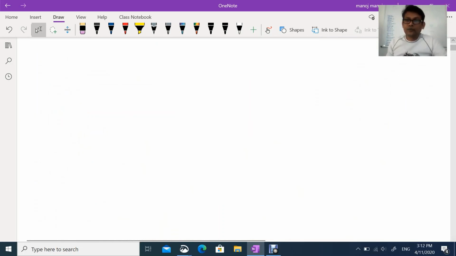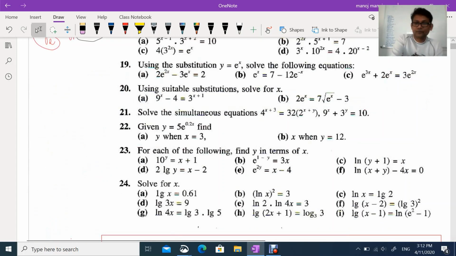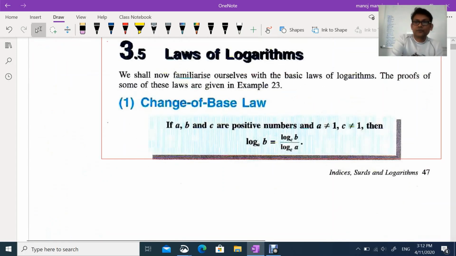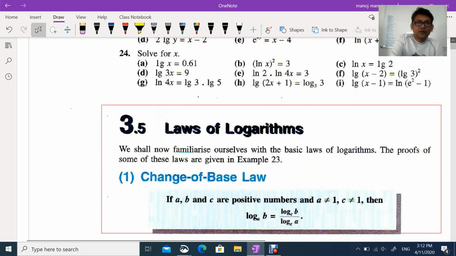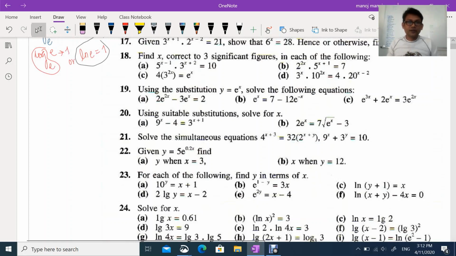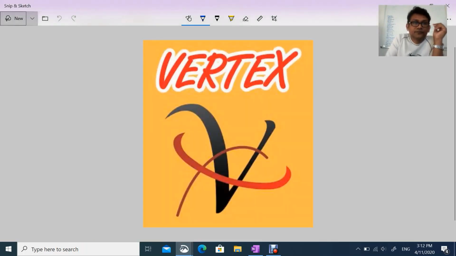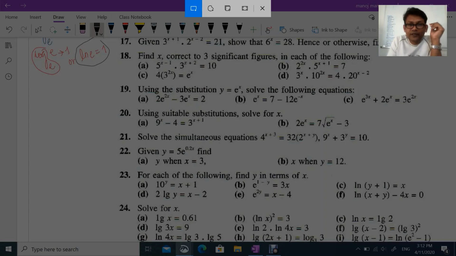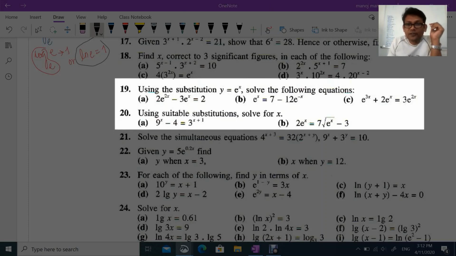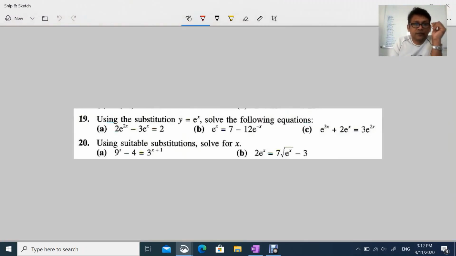Okay, now moving to question number 19, 20, 21. We have done questions like this also. Question number 19, 20 are the most important questions. We have this type of question in the examination and we will discuss it.